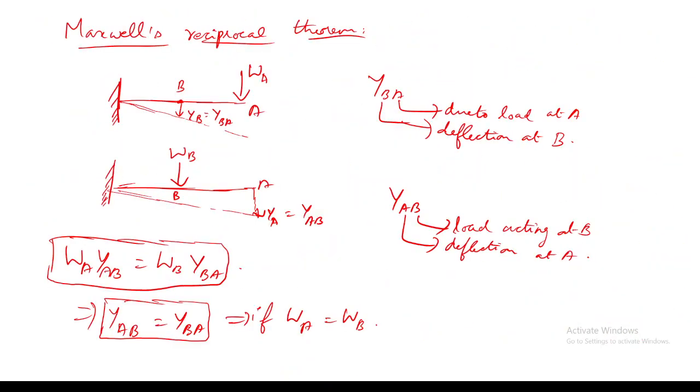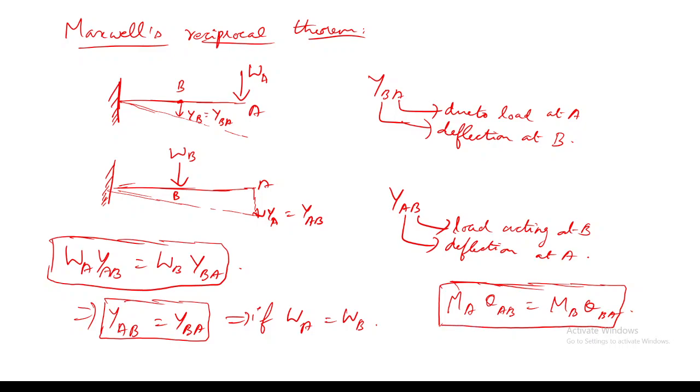So this Maxwell reciprocal theorem is clear, right, to everyone? Yes, sir. And this is only for deflection and not for slope, no? For slope, you need to have concentrated moment. For example, MA into theta AB equals MB into theta BA. This is the relation for moment. Is this also Maxwell's? Yes, this is also Maxwell reciprocal theorem.